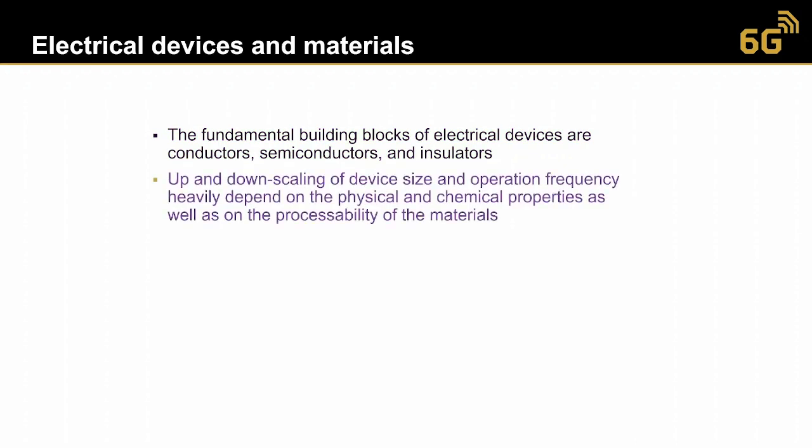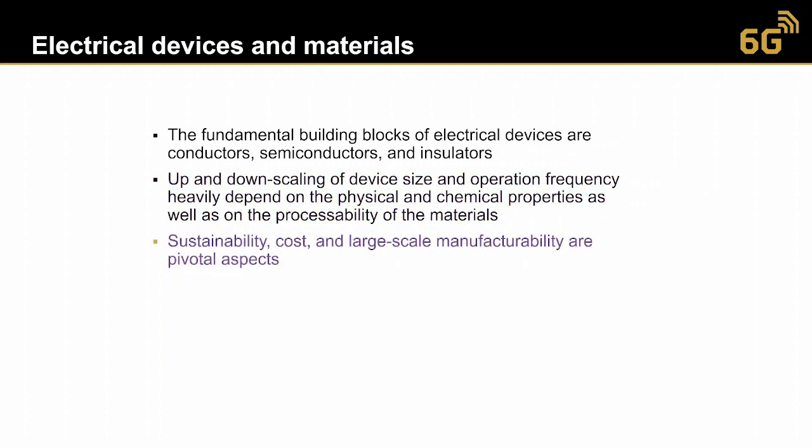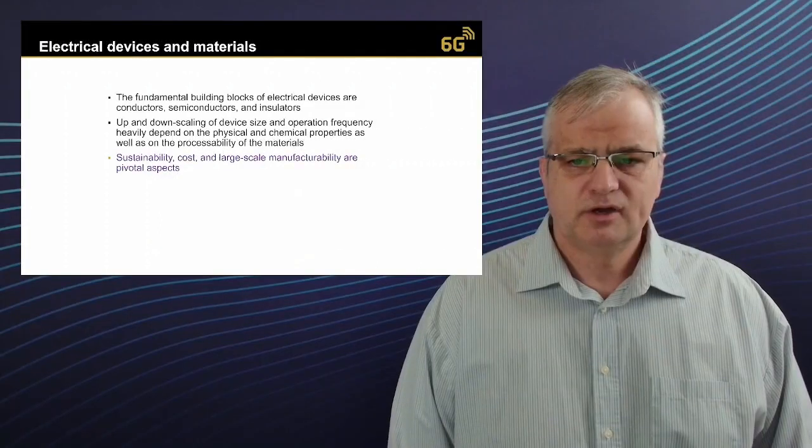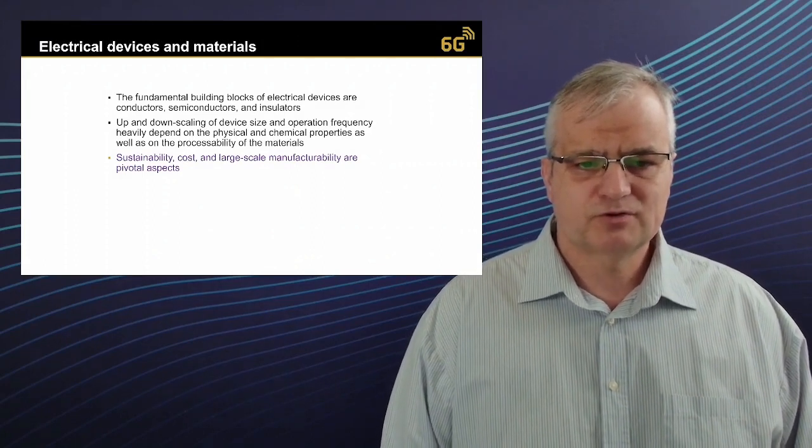So when we change the frequency of any telecommunication device, we have to do rescaling of device size. We have to change sometimes the component architecture, and we often need to change the whole layout. And we have to consider also the physical and chemical properties of the materials that we use in the processes, so that we can eventually make the device itself. Very importantly, we have to keep in mind sustainability, cost efficiency, and the large-scale manufacturability of these components and devices.